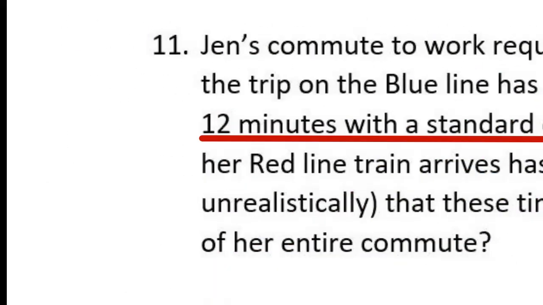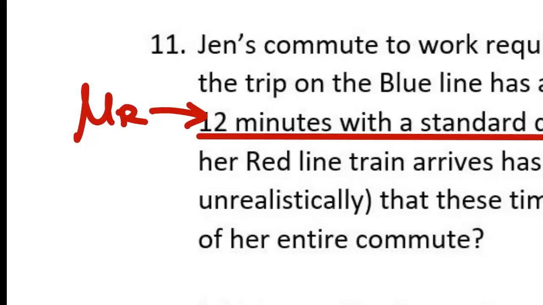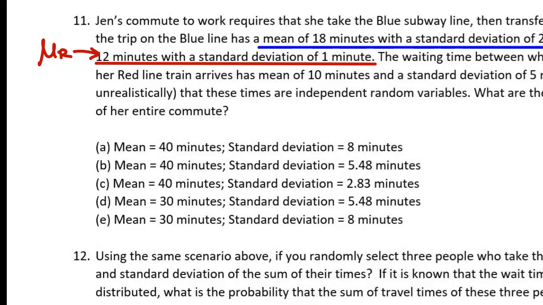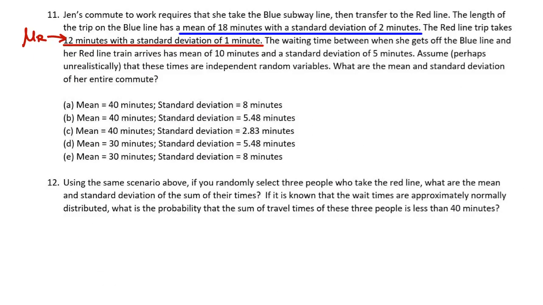So this is the average for the red line. If it wasn't an average, there would be no standard deviation. If it took exactly 12 minutes without any difference every single time, the standard deviation, the amount that it deviates by, would be 0. So they're telling me the mean, the average there with that 12 minutes.